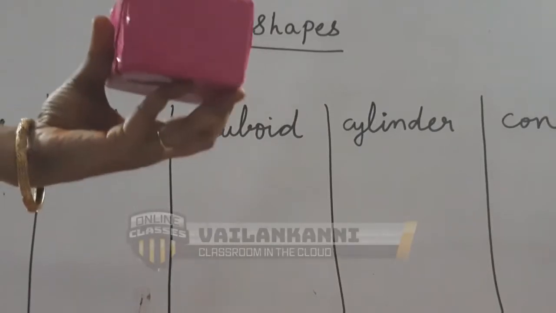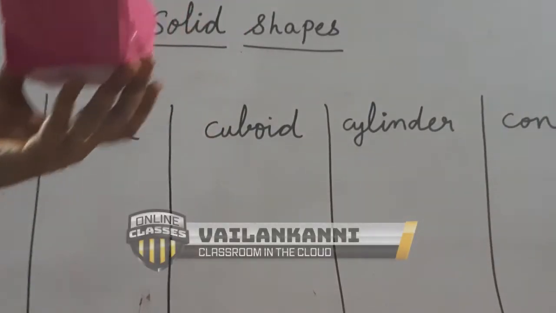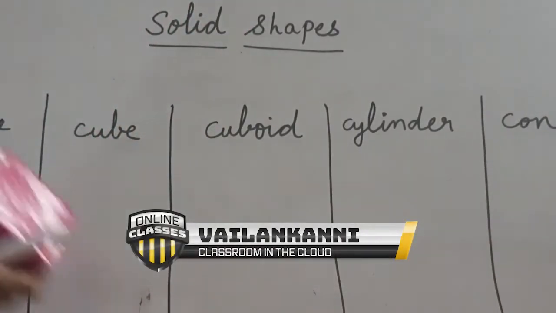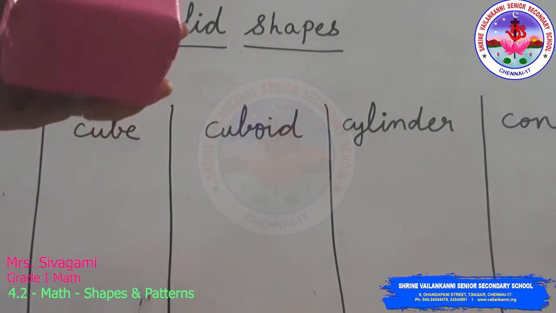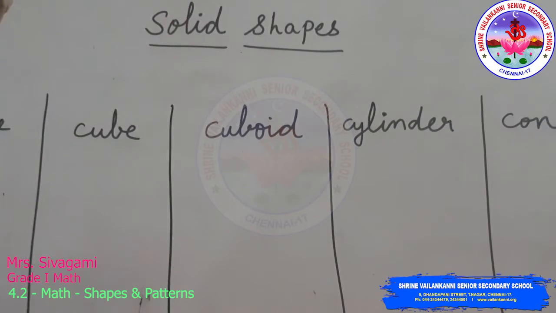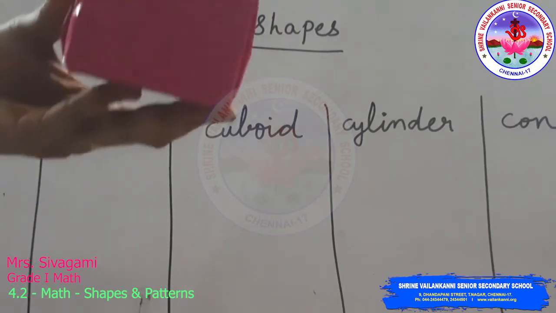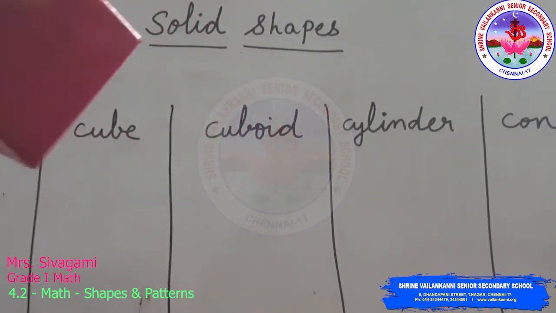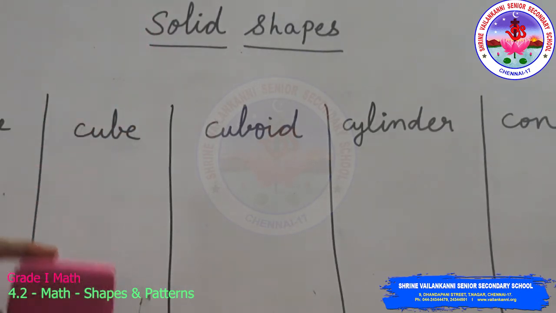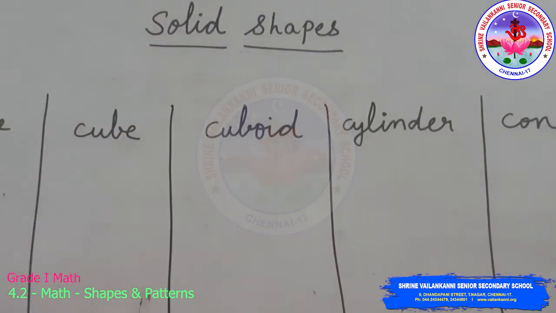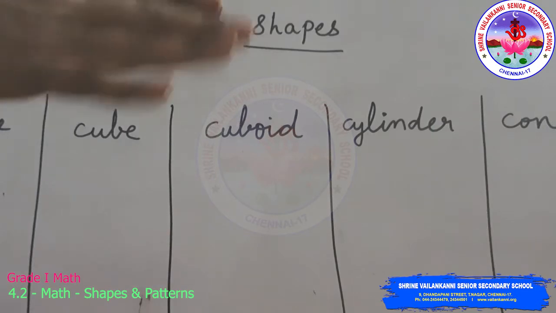See, this is a cube. Okay, it's like a square. All the sides will be of equal length. Okay, the next one is cuboid. Cuboid. Okay, this is a cuboid.